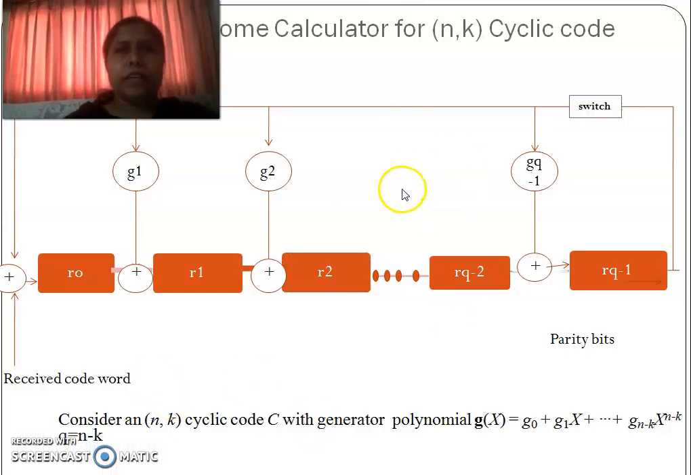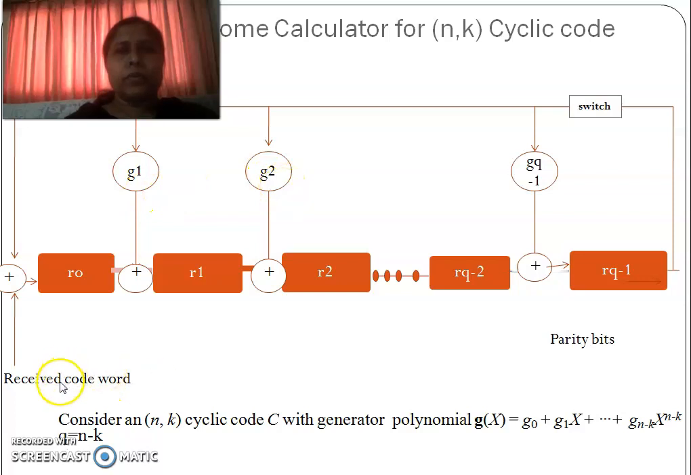So the hardware for syndrome calculation looks like this, where for a given generator polynomial of order n minus k, you have to choose n minus k registers, and they are connected in this form with a switch in the feedback loop. And g1, g2, up to g(n-k-1) are nothing but the coefficients of the variable x in the generator polynomial equation. So based on the values of g1, g2, g3, you either have a connection or no connection.